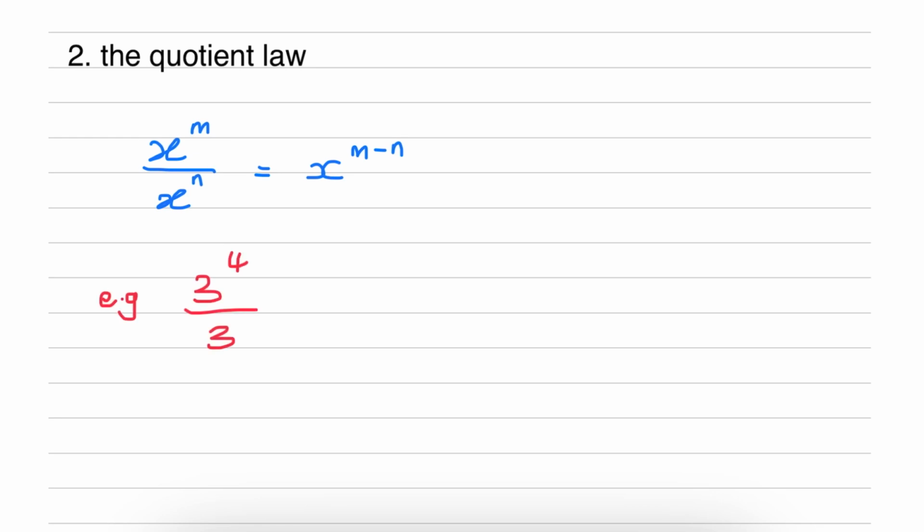Now let's have a look at our first example. We have 3 to the power of 4 divided by 3. Now remember, the 3 at the bottom is actually 3 to the power of 1. Okay? So the law says when we divide with the same base, we subtract our exponents. And therefore this will become 3 to the power of 4 minus 1, which is simply equal to 3 to the power of 3. Okay, you don't need to simplify this further.